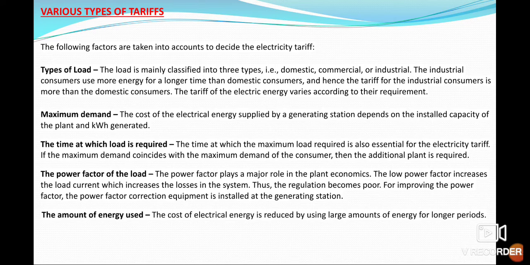Next is the amount of energy used. The cost of electrical energy is reduced by using a large amount of energy for longer periods.